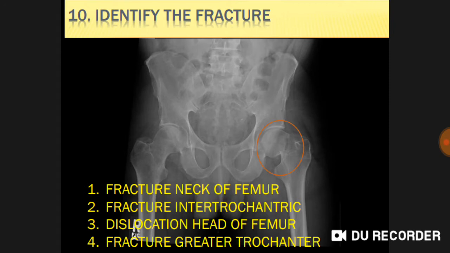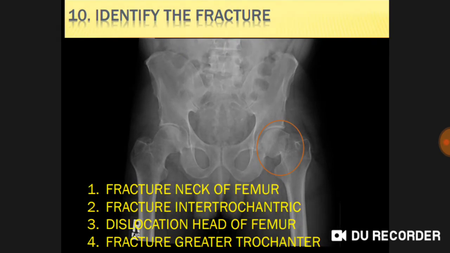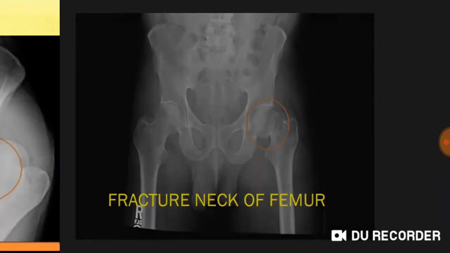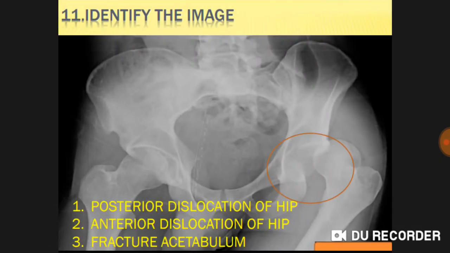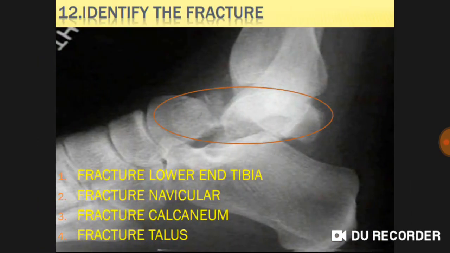Now, identify the fracture. This is what? This is femur and neck of femur. So, fracture of neck of femur. This is a fracture of neck of femur. Now, identify the image. This image is posterior. So, what is this? This is dislocation of hip posteriorly. Yeah.